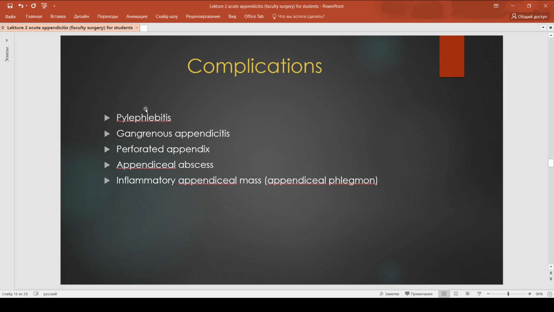We have five different complications: pylephlebitis, gangrenous appendicitis, perforated appendix, appendiceal abscess, inflammatory appendiceal mass, appendiceal phlegmon. Don't look at pylephlebitis, please, because it's a more rare complication in case of appendicitis. It's not common.